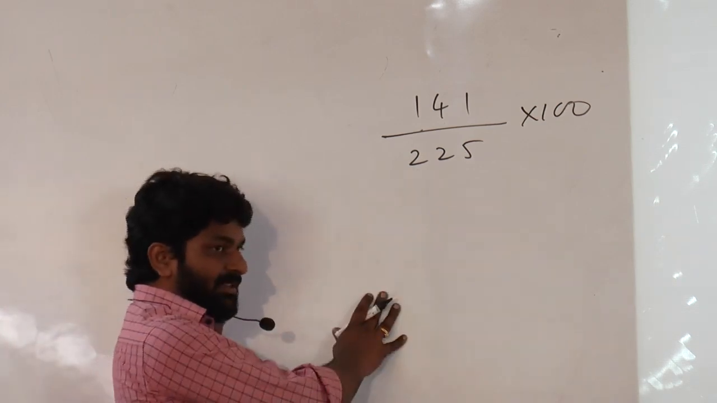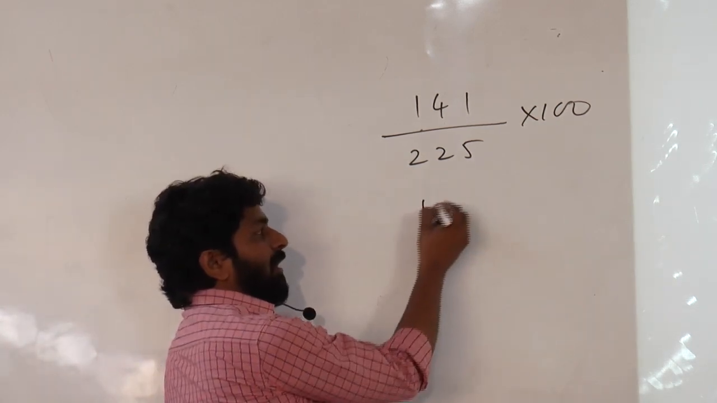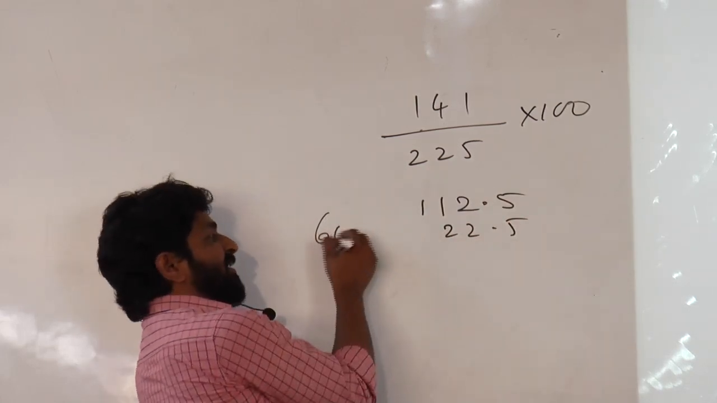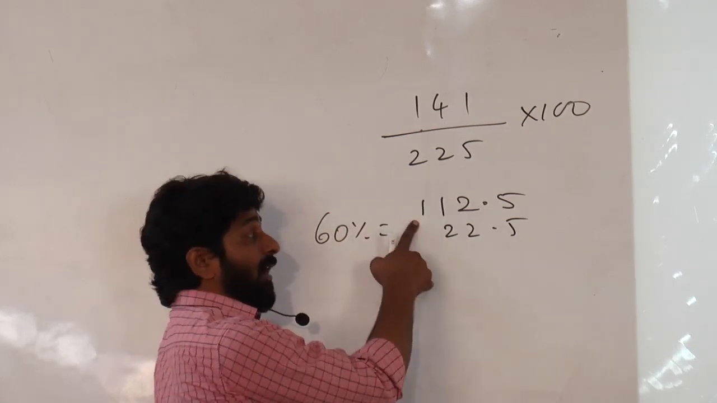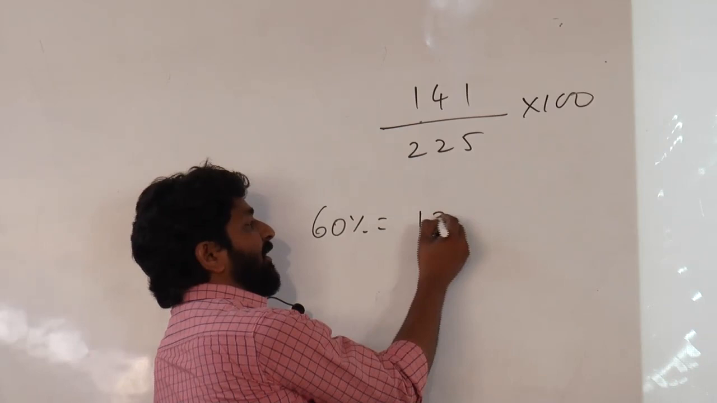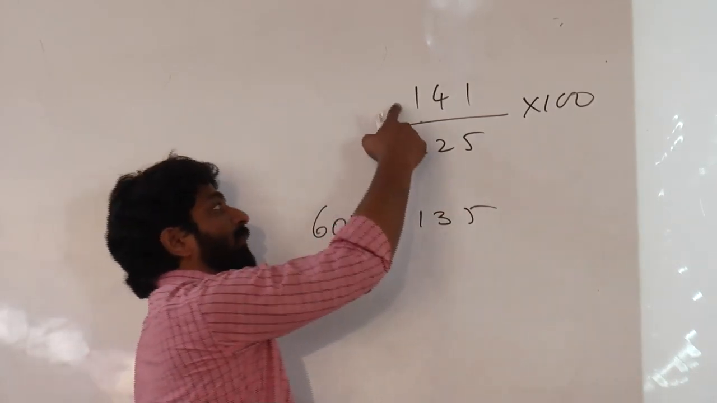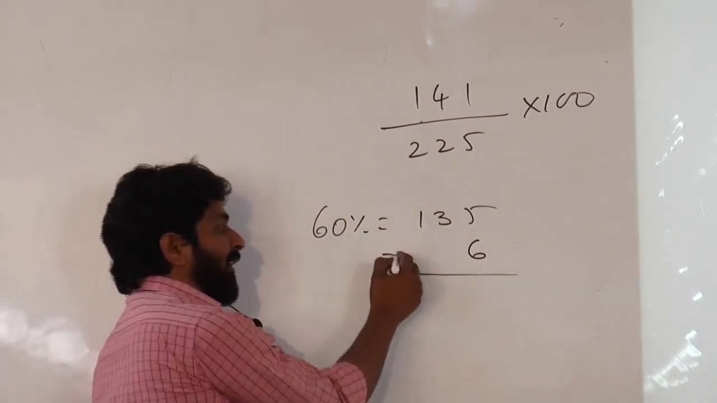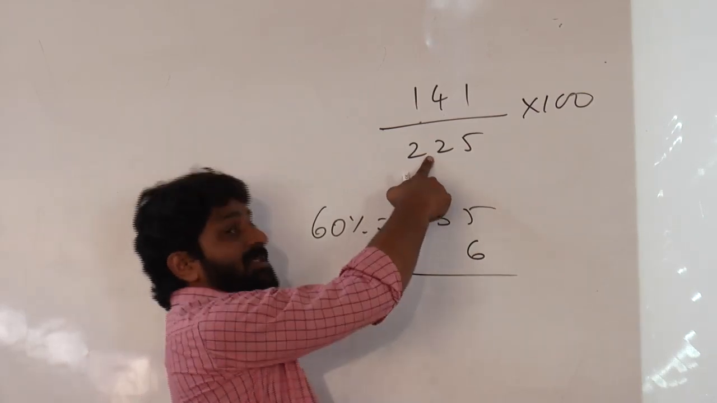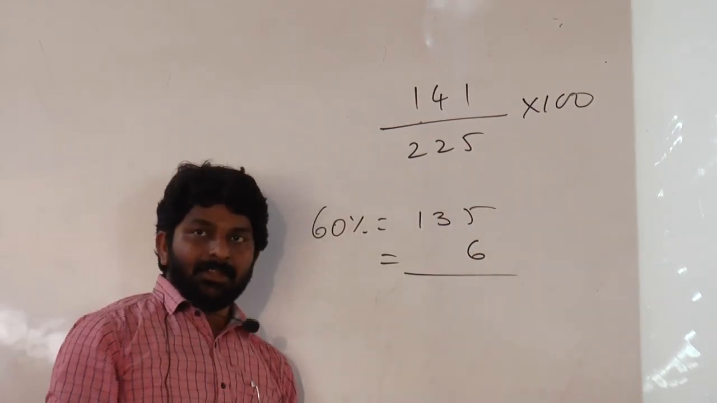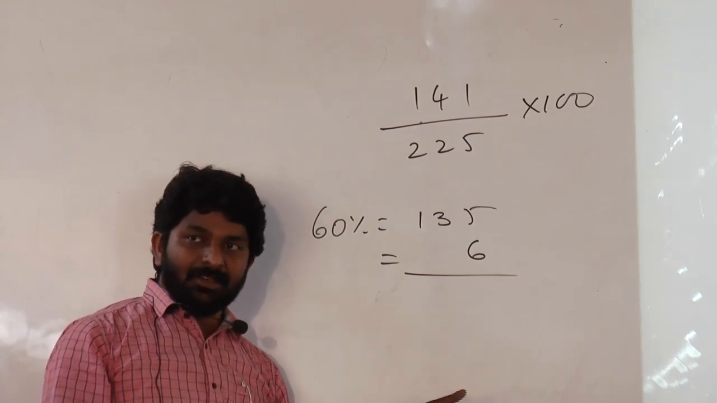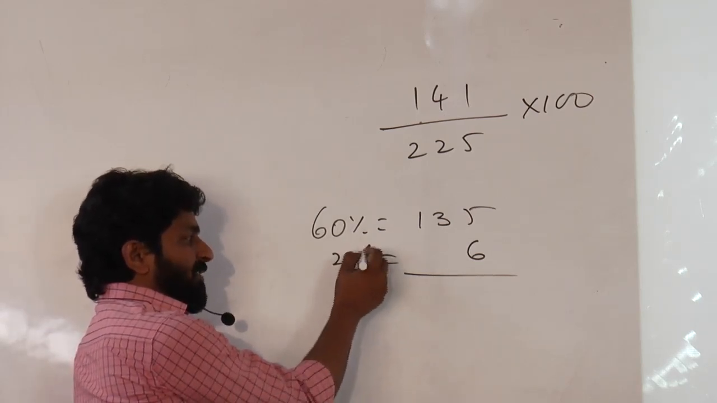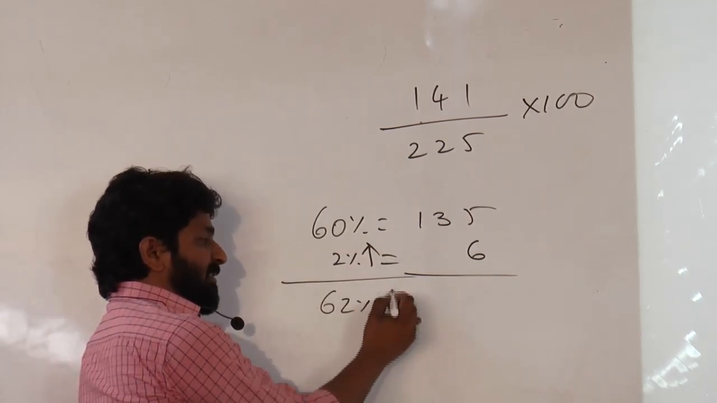First let me calculate 60%. 50% of this number is 112.5. 10% is 22.5. So 60% is the sum of these two numbers. How much is it? 135. So 135 is 60%. To make it 141, we need to add 6 here. Now I need to identify 6 is what percent here. 1% is 2.25. 3 times of that number is 6.75. So here you need not even add 3%. So the answer should be somewhere around 2% and then above. So the answer will be 62% and then something else.